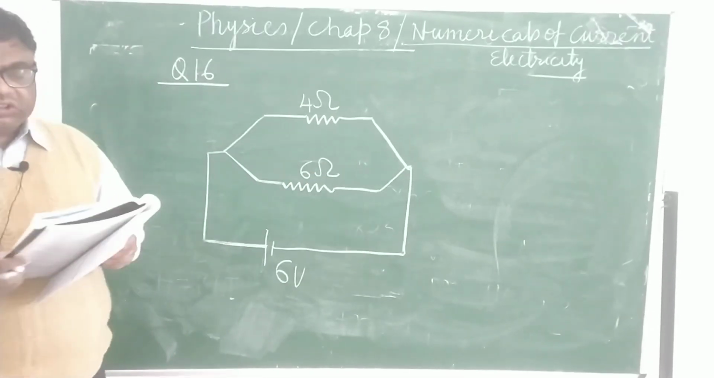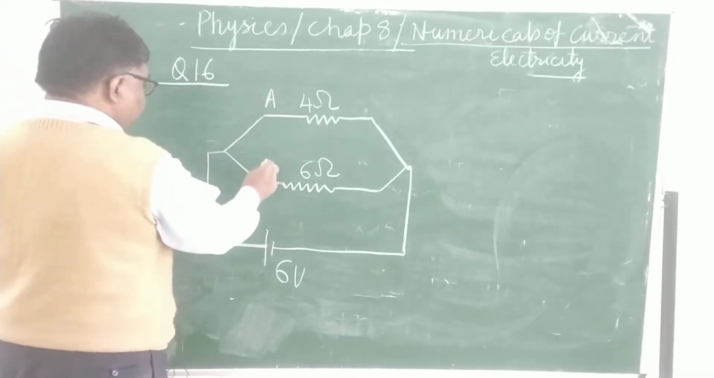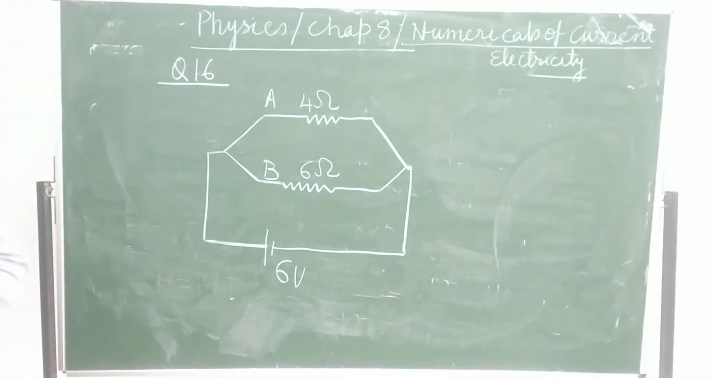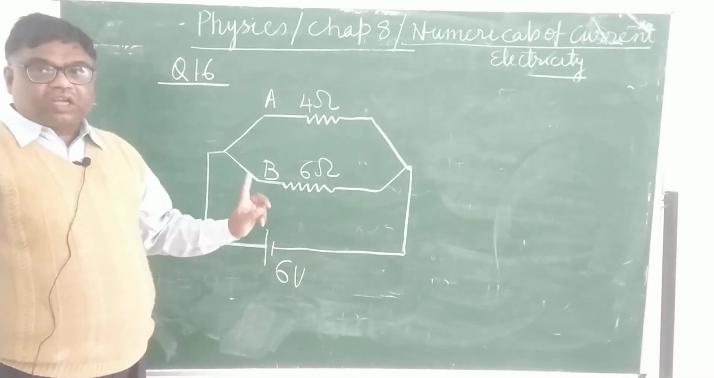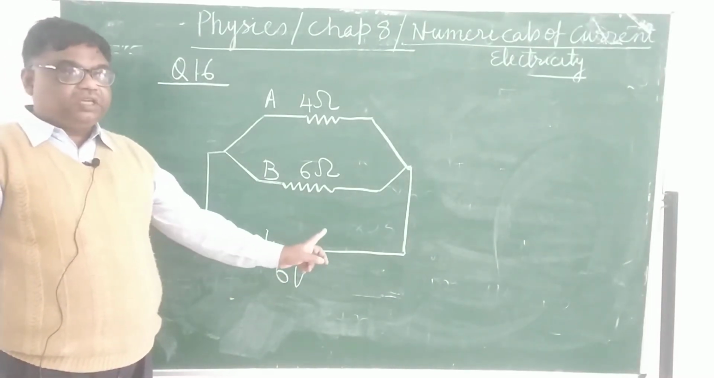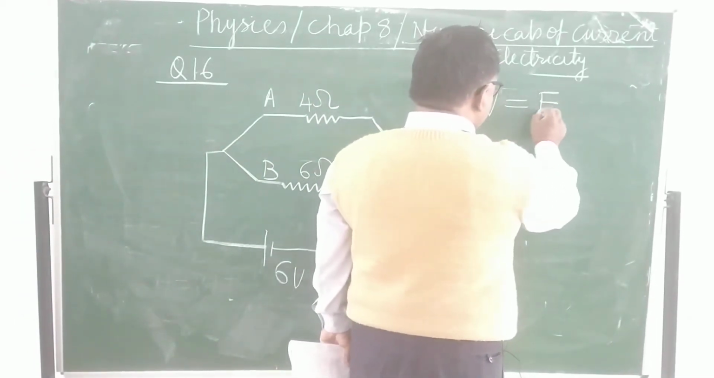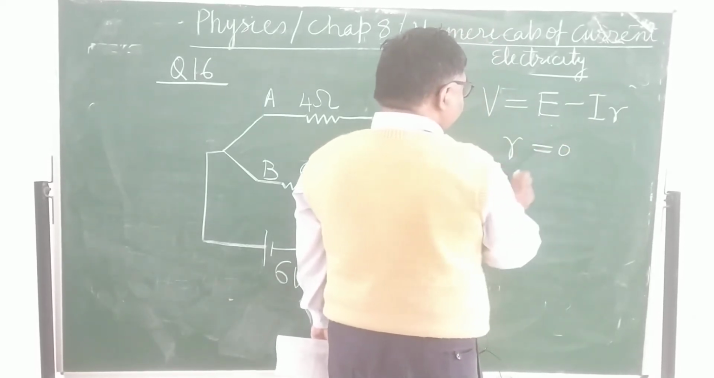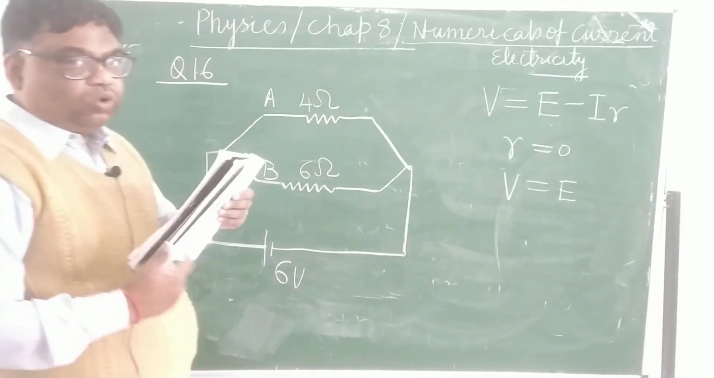Here there are two resistors A and B of resistances 4 ohm and 6 ohm. This is A and this is B, in parallel. The combination is connected across a 6-volt battery of negligible internal resistance. It means its internal resistance is negligible, therefore terminal potential difference V will be equal to EMF E. You know this formula: V equals E minus I into small r. If r equals 0, then V equals what? E. Terminal potential difference will be equal to EMF.